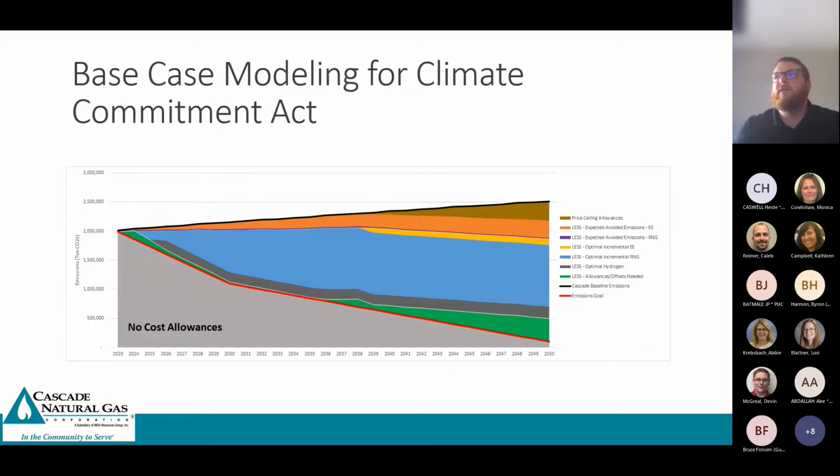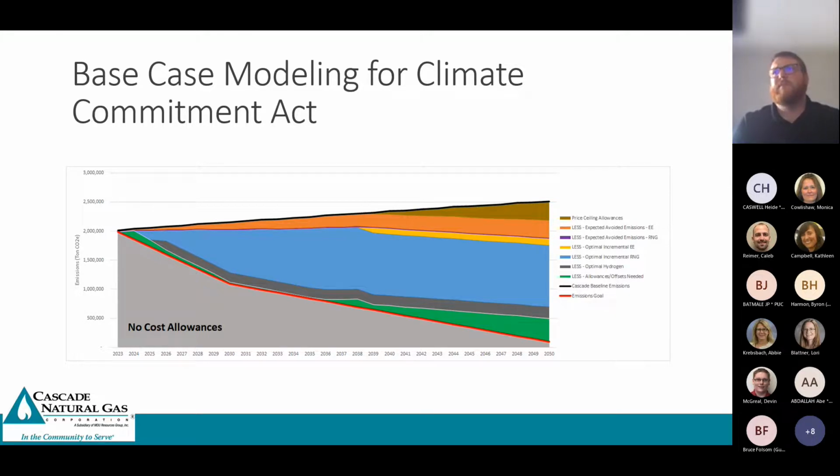But just to touch on each of these, and these are just a reminder of what Abby went through, we have these no cost allowances in Washington. This is where we are given allowances, we put it up for auction, we have the ability to purchase those back.